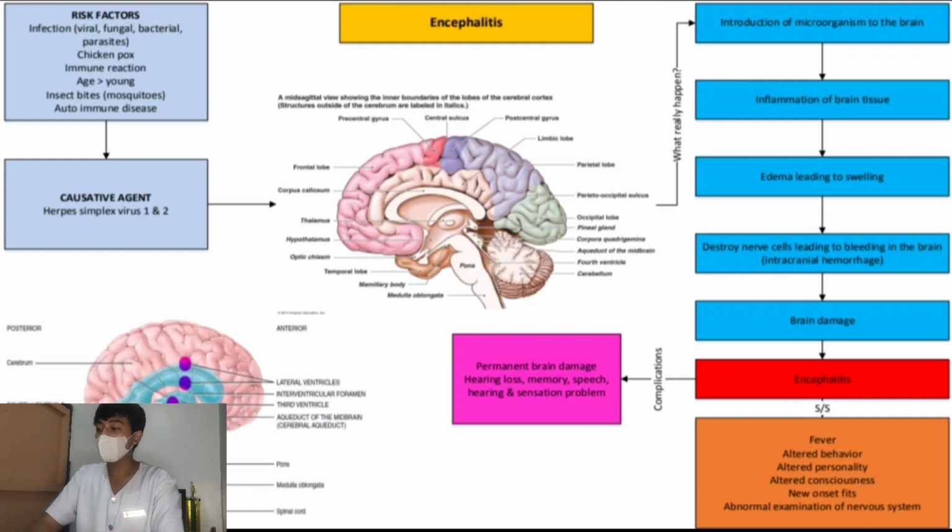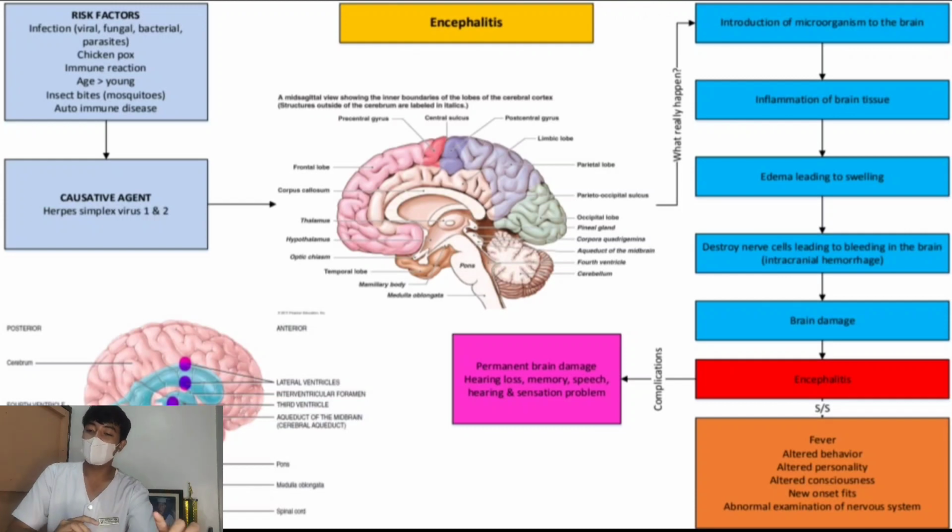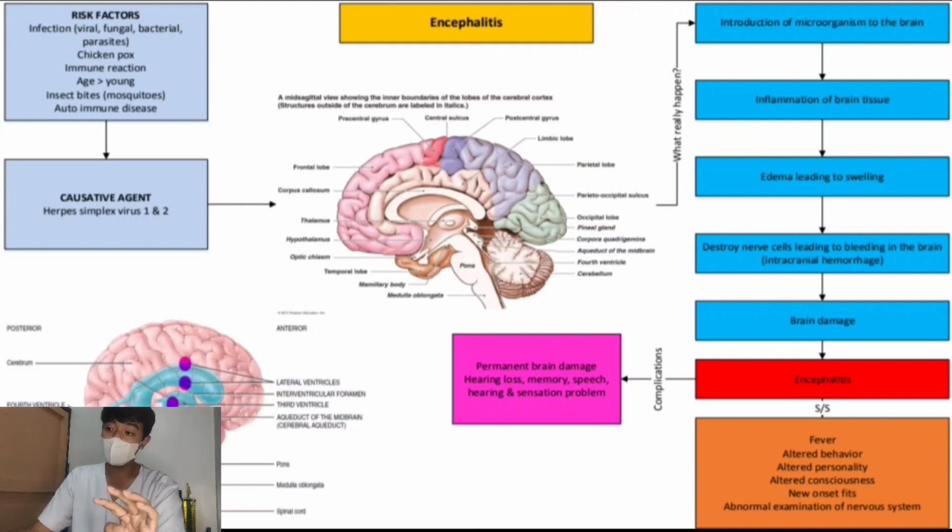So, I have a question. Why is age related to encephalitis? Because their immune system is weak, which leads to spread of the infection. That is why age is related to the risk factors.